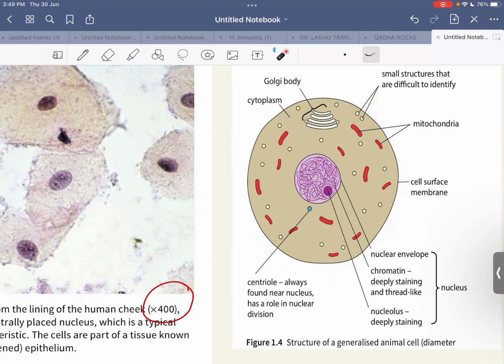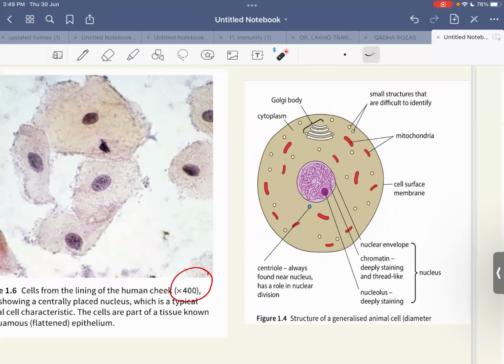So this means that we would be needing an even higher power magnification in order to observe structures which are as small as ribosomes. In fact, ribosomes are those organelles which cannot be seen under a light microscope. In order to visualize these structures, we will be needing an electron microscope. So let me show you that picture.